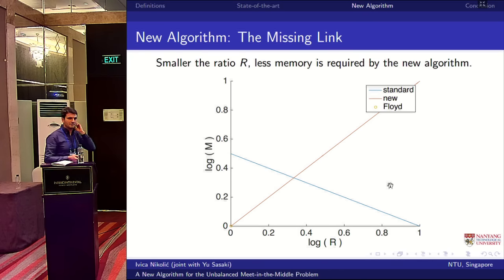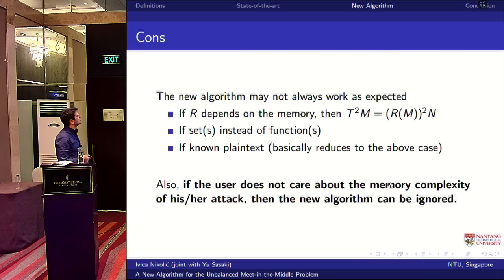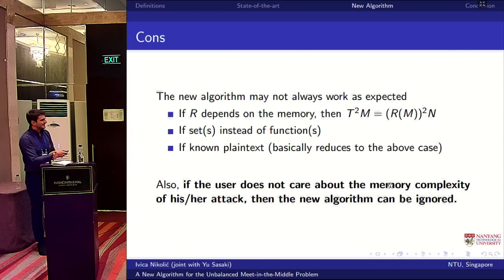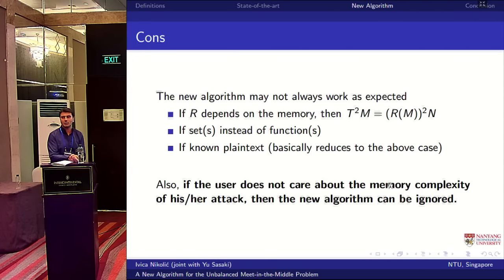However, you should also know that in some problems, the ratio R of the cost of the two functions depends on the memory, so you cannot simply use the trade-off that I presented; you have to come up with a new trade-off. And also, the new algorithm will not work if one of the functions is given as sets, okay? Because in order to work, we have to evaluate both f and g on certain random points. And because we need to evaluate on random points, we cannot use our algorithm in a known plaintext attack. It's always chosen plaintext.